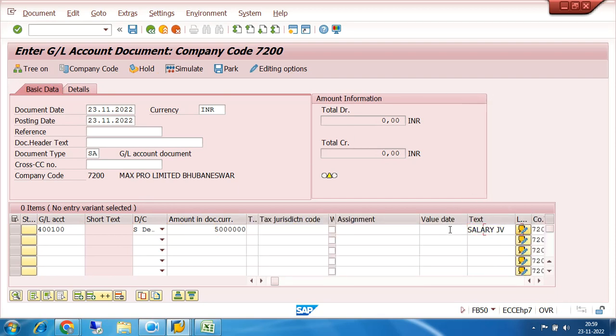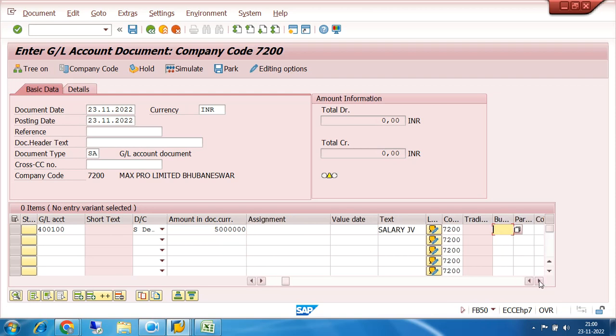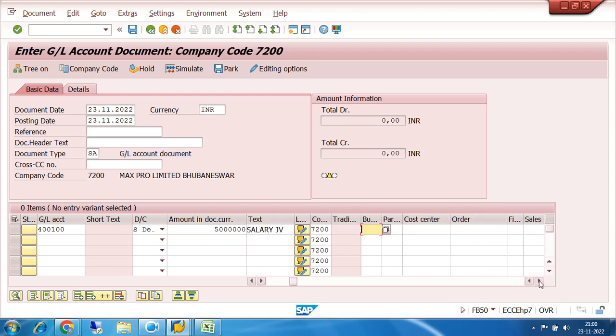See, if I go to the extreme right, what happens? This particular cursor will move. So many things are there. This is the business area. I can choose a particular business area. Even if I do not choose a business area, it can also be automatically populated. How will it be populated?